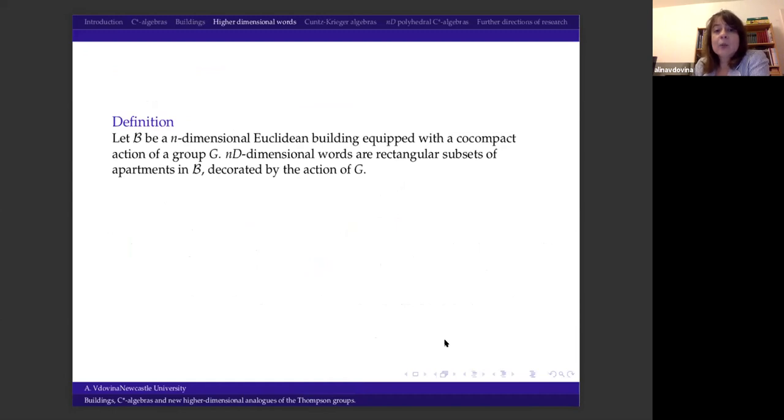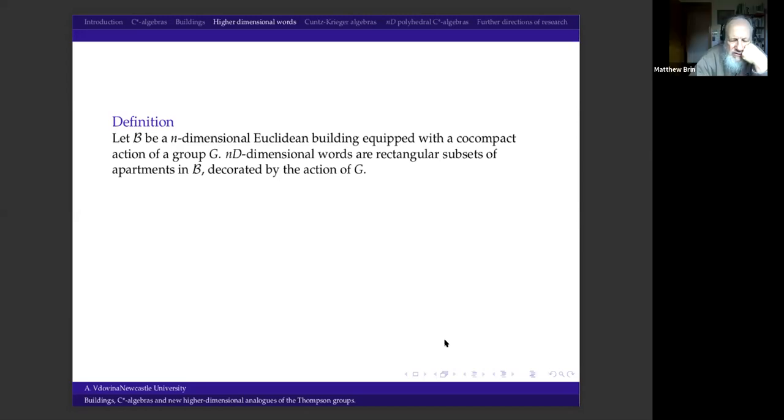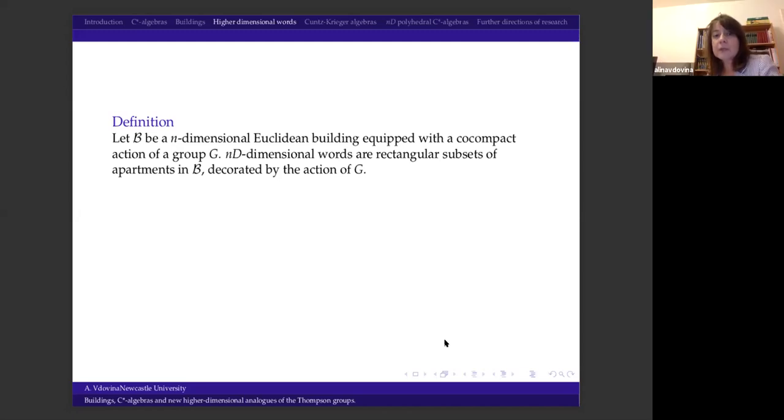But then, what are those nD words? They are rectangular subsets of apartments of the building decorated by the action of gamma. Even if the chambers of your building are triangles, you can still arrange them into parallelograms. And those big parallelograms with decoration coming from the alphabet, like 0, 1, 0, 2, and so on, are the nD words. In dimension two you have two-dimensional rectangles, but in higher dimensions you do have cubes.